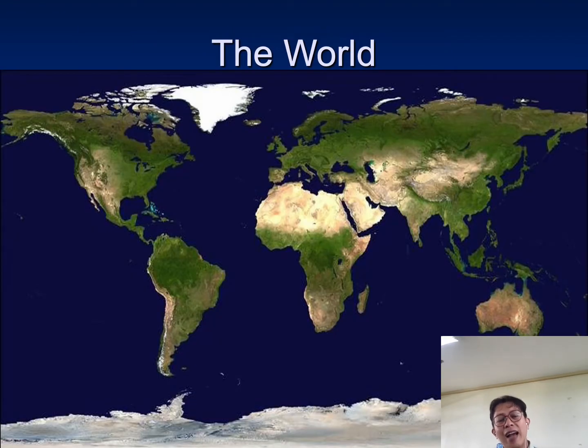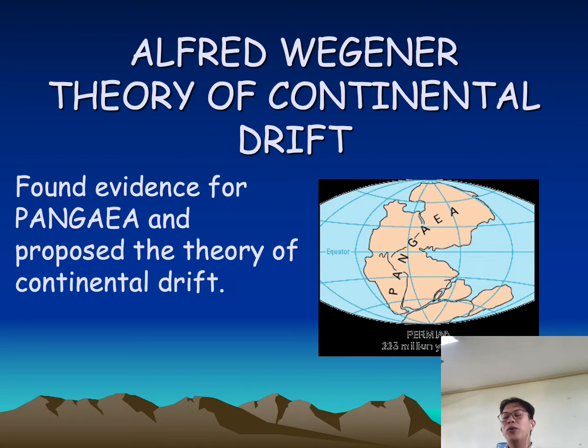Today, this is how our Earth, or the world, looks like. So from Pangaea 200 million years ago, this is your Earth now, separated or scattered. We have the different continents: Asia, Russia, North America, South America, and many more, right? So whose idea is this? Who proposed the idea that the Earth is moving?